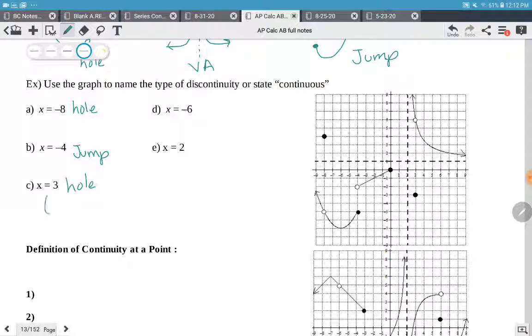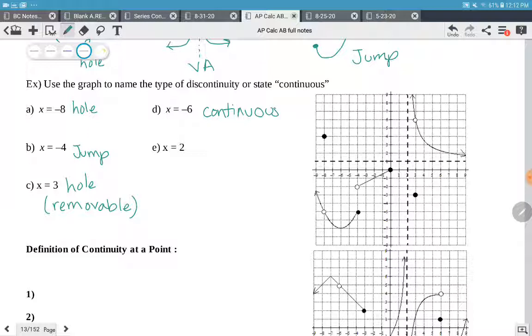When it's a hole, we also call this a removable discontinuity, because if I could just take that one point and plug it, it would make it continuous, right? So it seems like such an easy fix. It's like that point was just removed, okay? We could unremove it and it would make it continuous. All right, looking at -6, that's just a point on my function. I don't pick up my pencil there. So that is continuous.